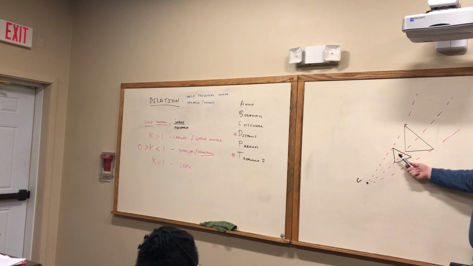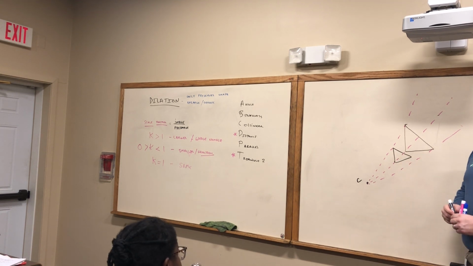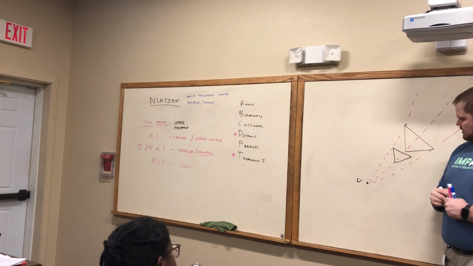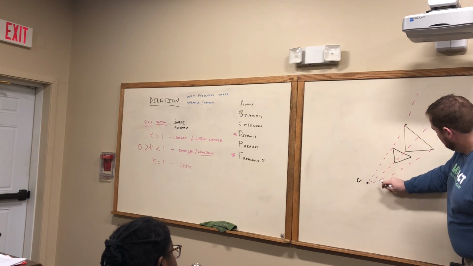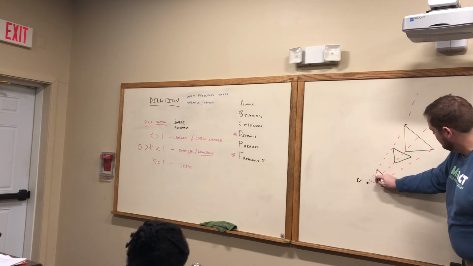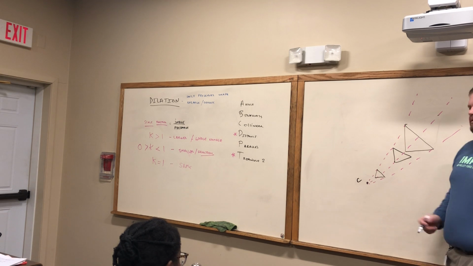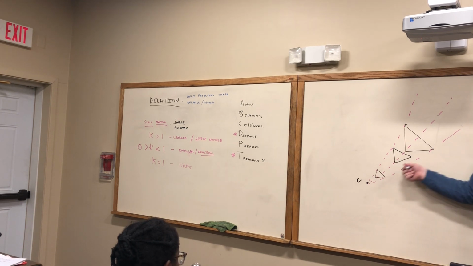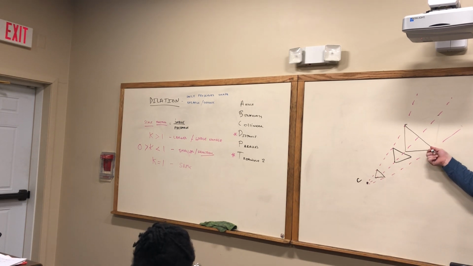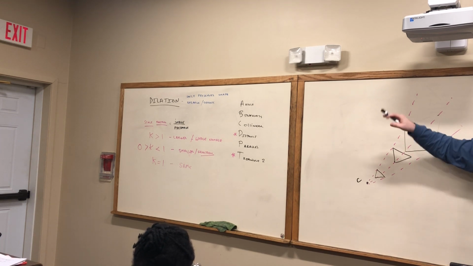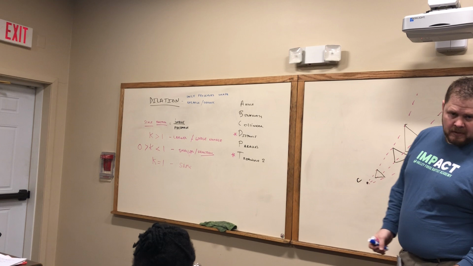So if I wanted this shape to be half the size, where would I draw it on my drawing? Down here. So probably about here. Okay? And there we go. Does that make sense? So that one's half, that one's the original, and that one's bigger. Does everybody understand how we're drawing these? Any questions on dilations?